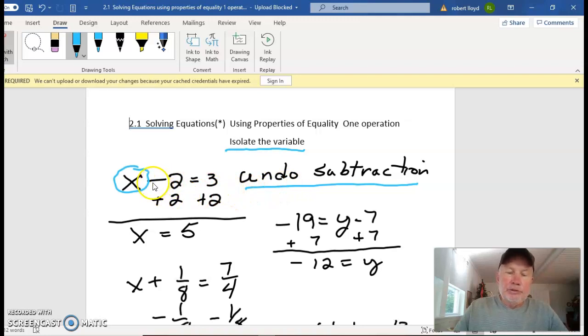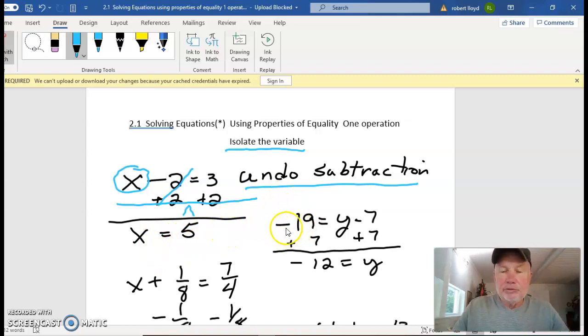In this case, we want to do the -2 with a +2 to both sides, because remember, an equation is like a teeter-totter. In order for it to balance, whatever you do on one side, you have to do on the other side. So in this case, the 2's drop out, and 3 plus 2 is 5, so x equals 5.